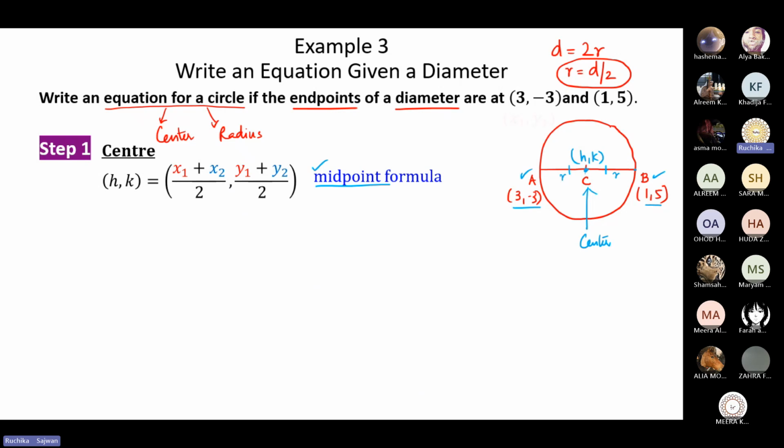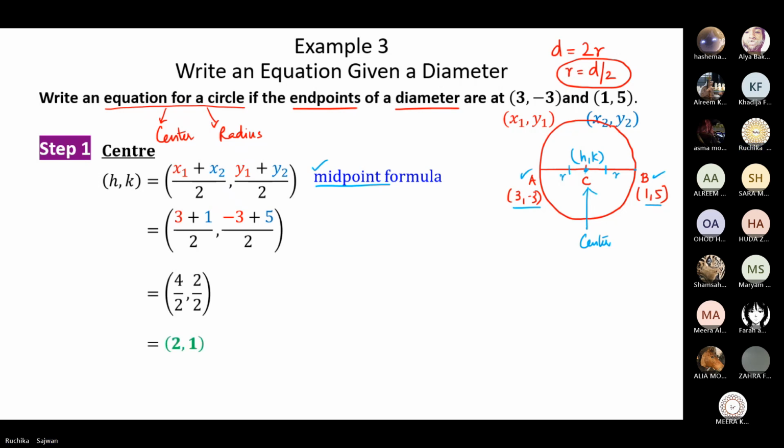If I know my coordinates, can you give me quickly the center? Use your calculator. I need the center, h comma k. How much is h? 2. Okay, and how much is k? 1. Everybody got the center? Easy? Yes, Miss.